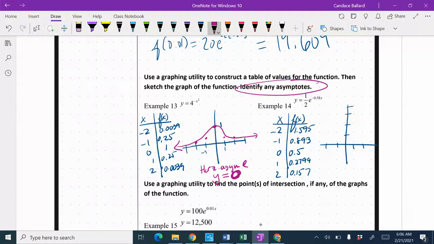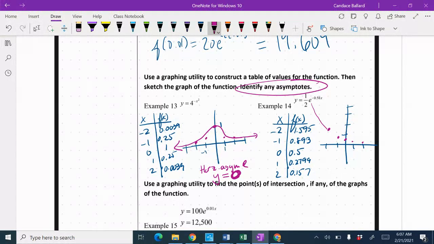So out negative 2, and I'm up like 1.5-ish. Out negative 1, and I'm just, ooh, that was not right. Okay. Out negative 2, up 1.5. Out negative 1, and we are up about 0.8, so almost at 1. Out 0, we're up 0.5. Out 1, we're up 0.2, and then 0.1 at 2.